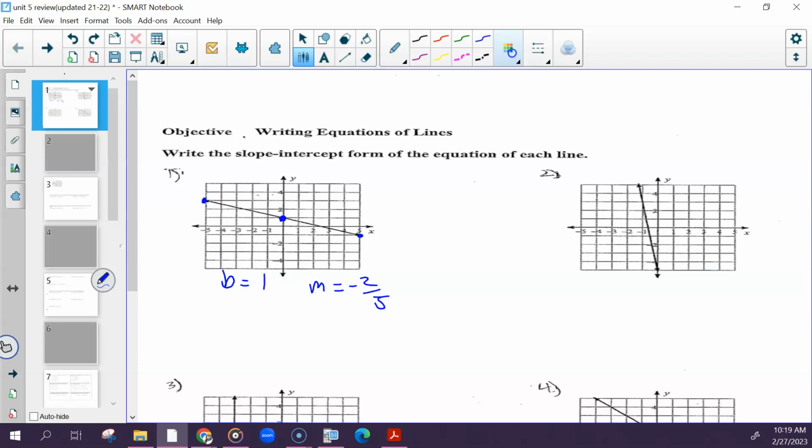And then you would put those together in your equation: y equals negative 2 over 5x plus 1.